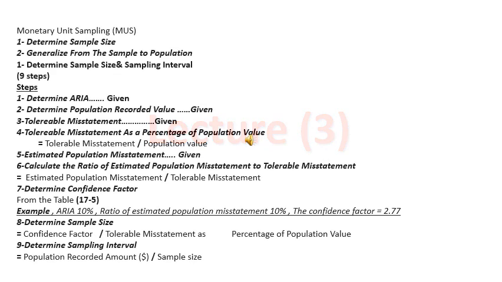Lecture 3. Step 2, calculate the sample size in MUS. Number 1, determine ARIA. Number 2, population recorded value. Number 3, tolerable misstatement. Number 4, calculate the tolerable misstatement as a percent of the population. Number 5, estimated population misstatement. Number 6, calculate the ratio of estimated population misstatement to tolerable misstatement, which equals estimated population misstatement divided by tolerable misstatement. Number 7, use table 17-5 to find the confidence factor.